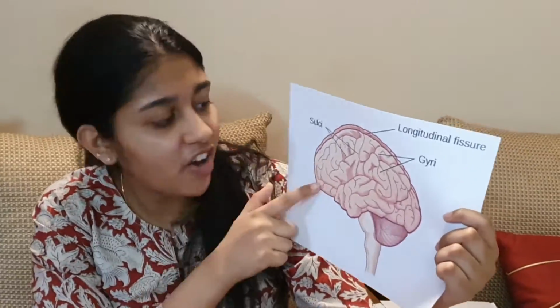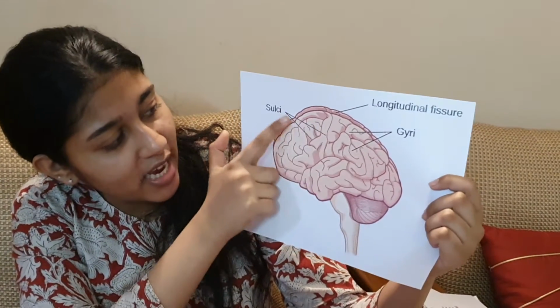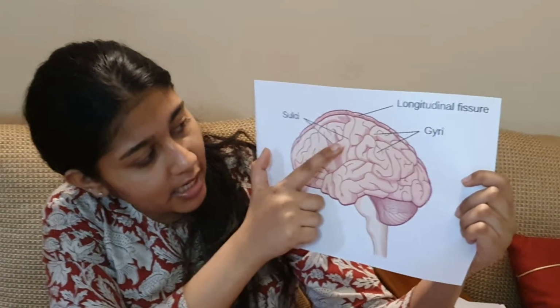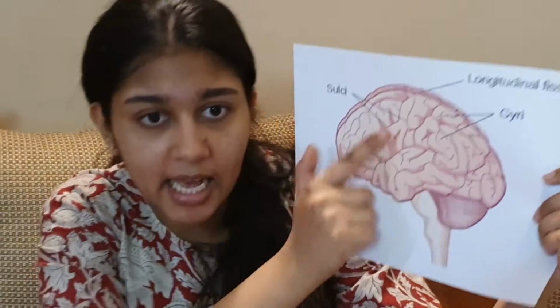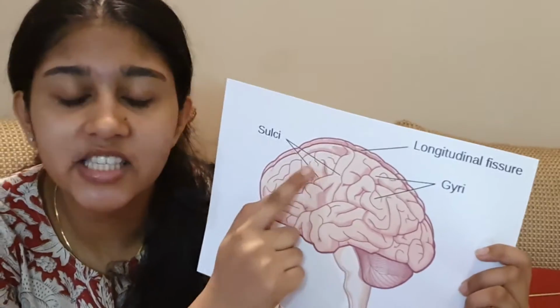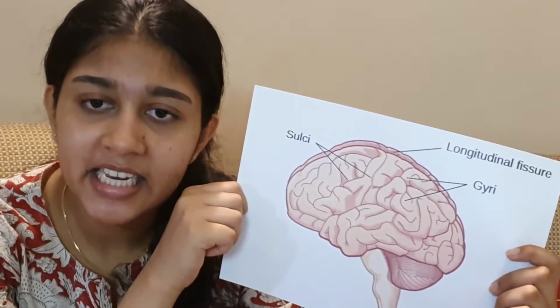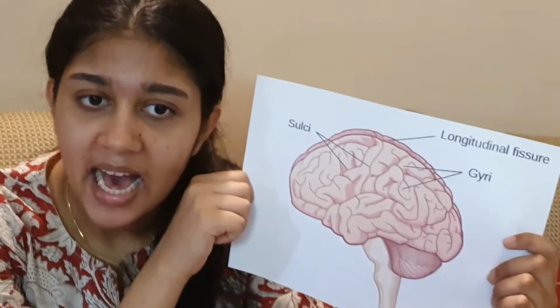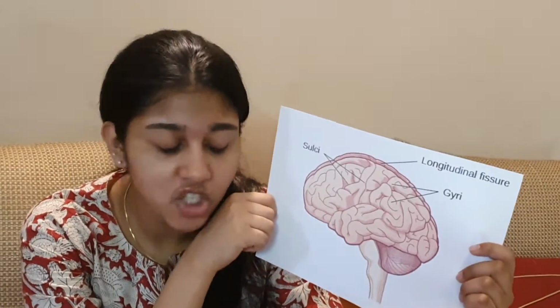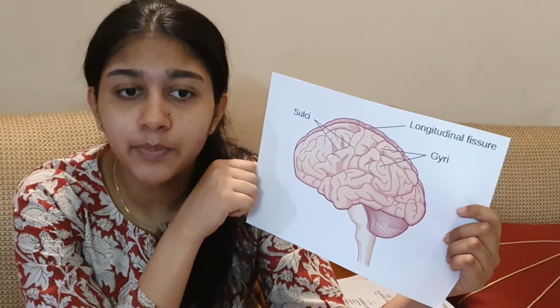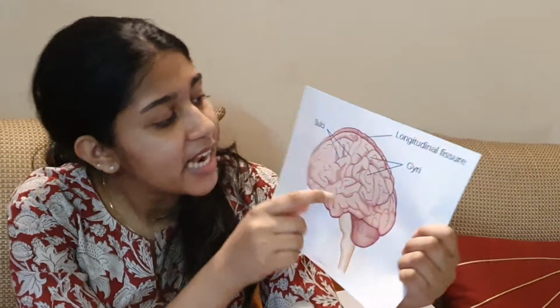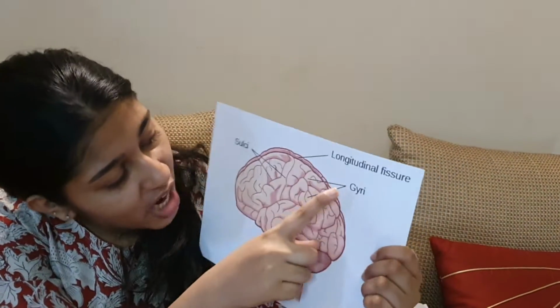So let's talk about the next part, that is the sulci. The sulci increase the surface area. This is the sulci, as you can see. The arrow is pointed towards the sulci. It increases the surface area of the cerebral cortex. Increasing the surface area of the brain allows more neurons to be packed into the cortex so that it can process more information.